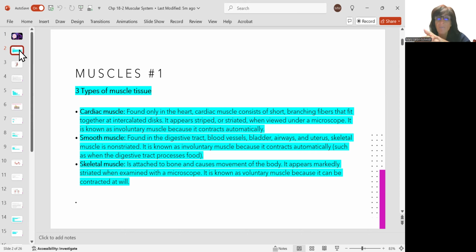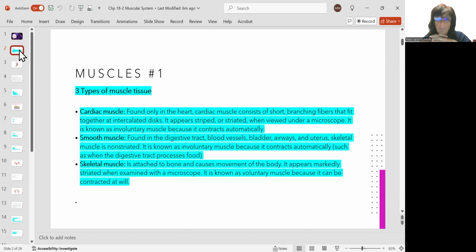Cardiac muscle is found only in the heart. There are three layers around the heart. The middle layer is called the myocardium, and that's the actual muscular part of the heart. The fibers that make up the myocardium are short, branching fibers, and they fit together like a puzzle. It looks like it has stripes on it. That's called striated muscle tissue. And it's involuntary. In other words, you don't have to think about making your heart beat. It just does it on its own.